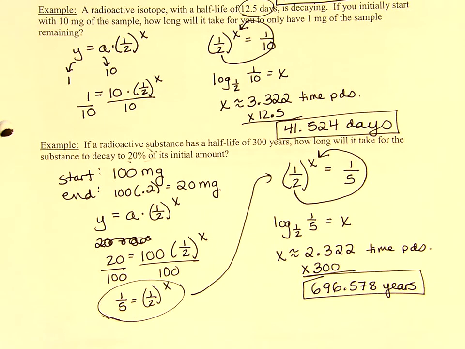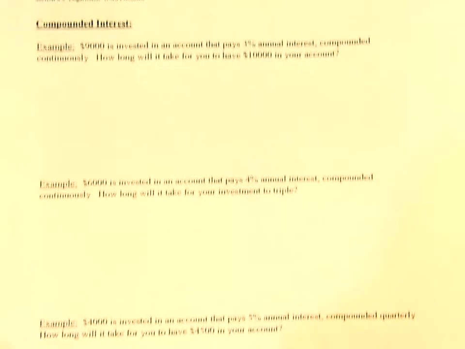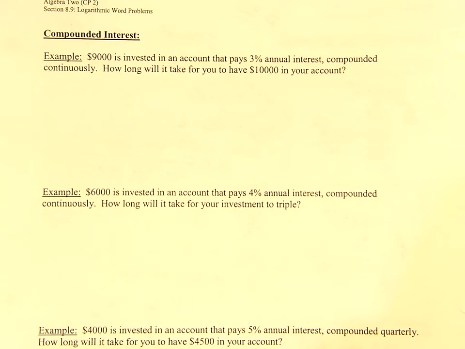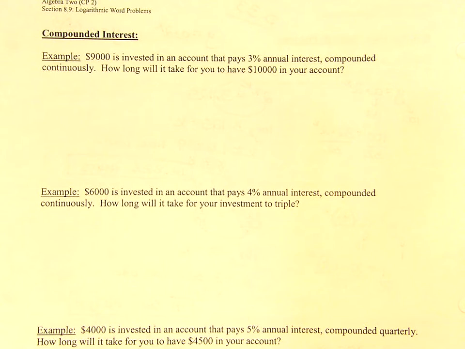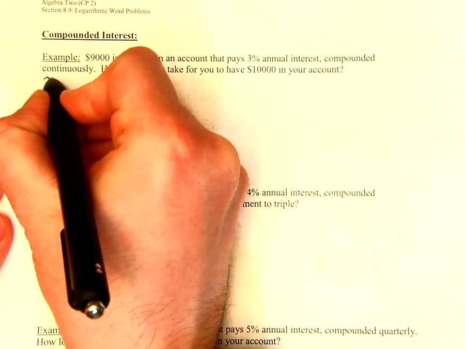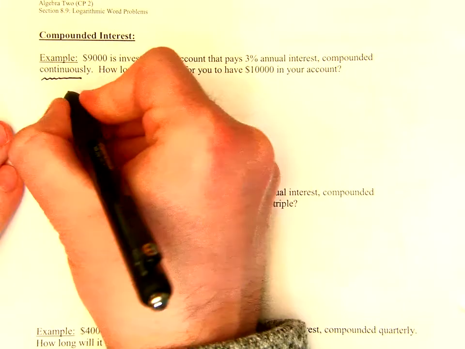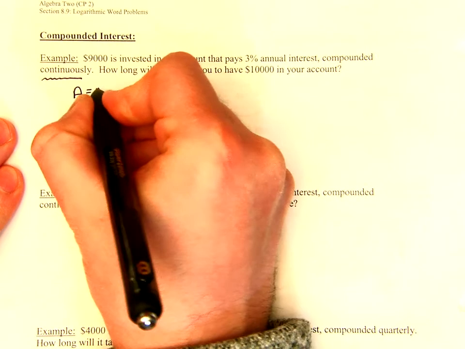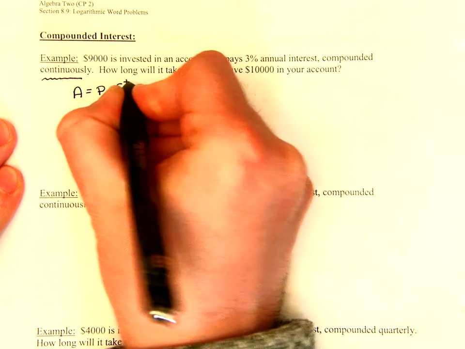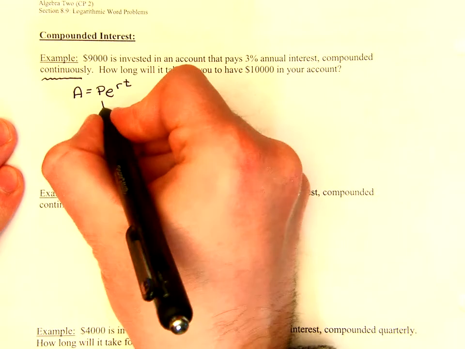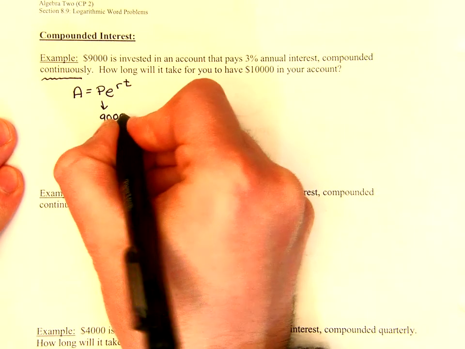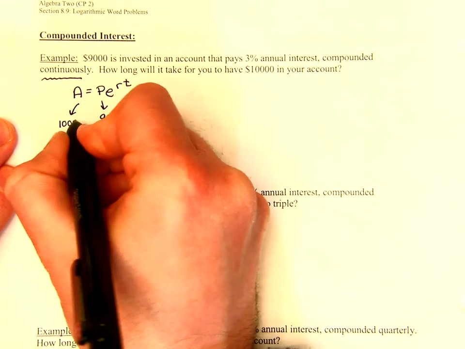Last thing that we need to take a look at are those compounded interest problems. In Part A, $9,000 is invested in an account that pays 3% annual interest, compounded continuously. How long will it take for you to have $10,000 in your account? Well, when I see compounded continuously, that means I need to use the formula A equals P e to the rt. I know my starting amount is 9,000. I know my ending amount is 10,000.